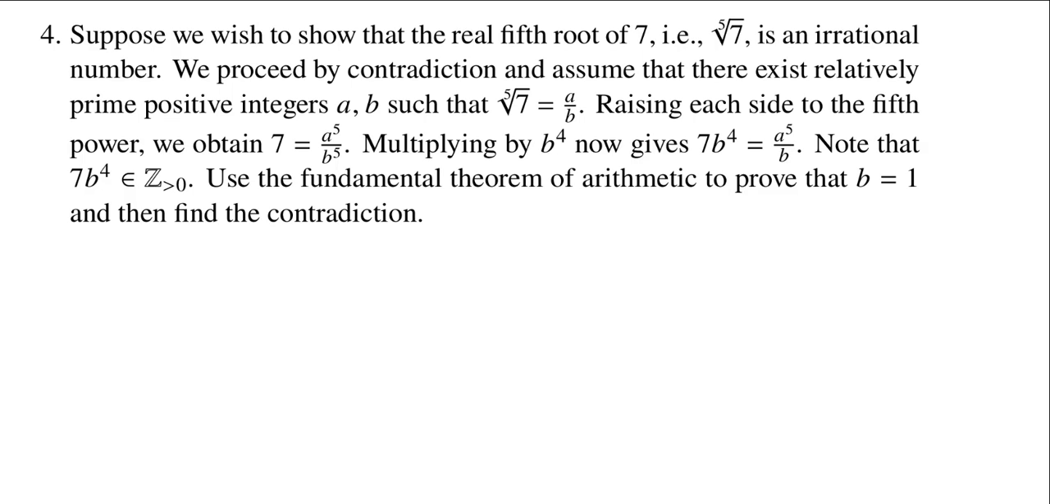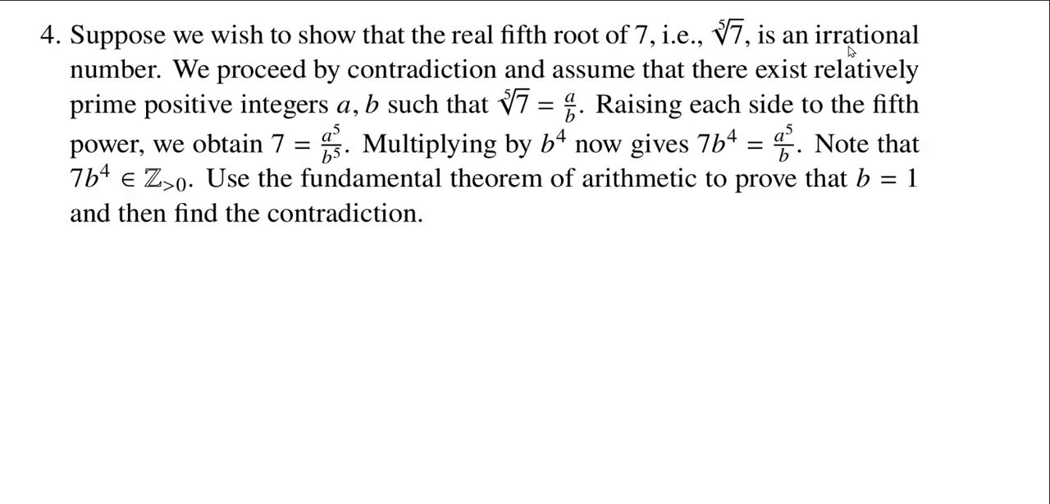It says, suppose we wish to show that the real fifth root of 7, this is going to be the real version, is an irrational number. We proceed by contradiction and assume that there exist relatively prime positive integers a, b, such that the fifth root of 7 equals a over b. So we want to show it's irrational. We're going to assume that it is rational.